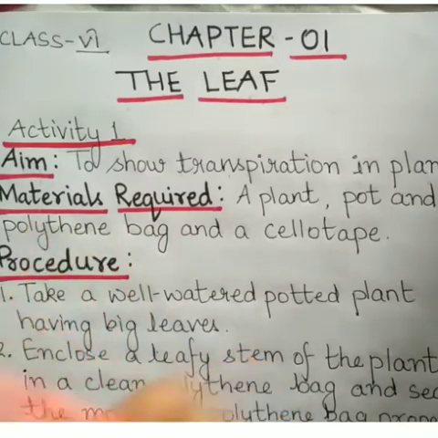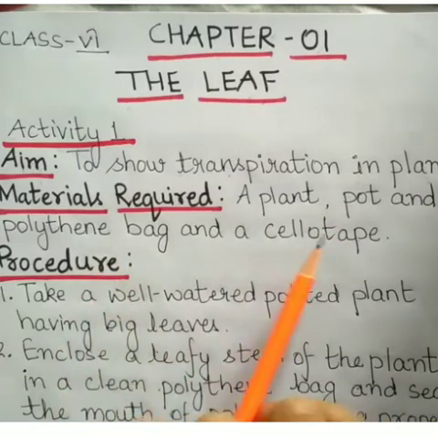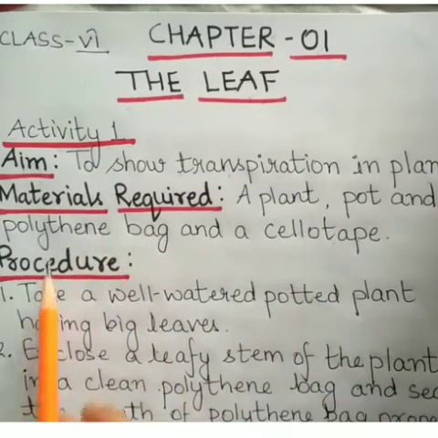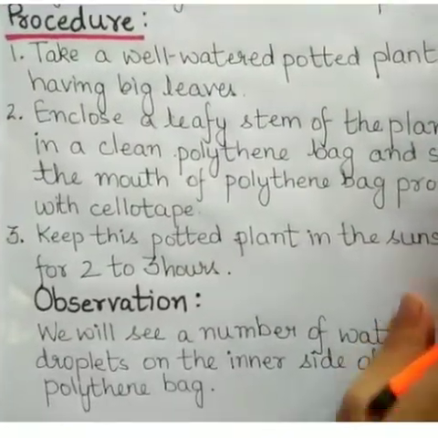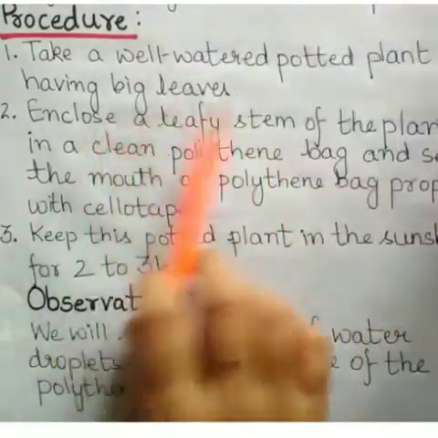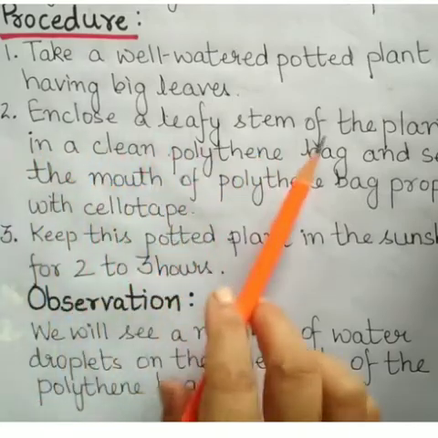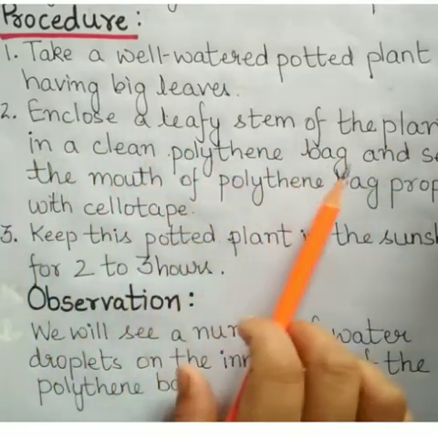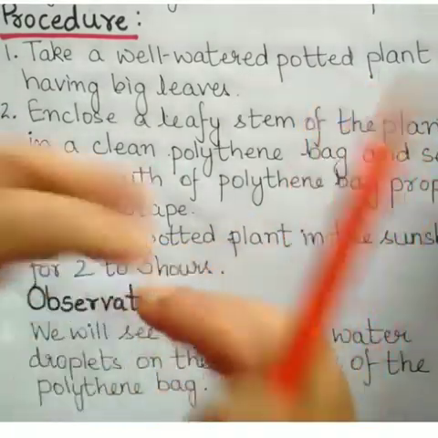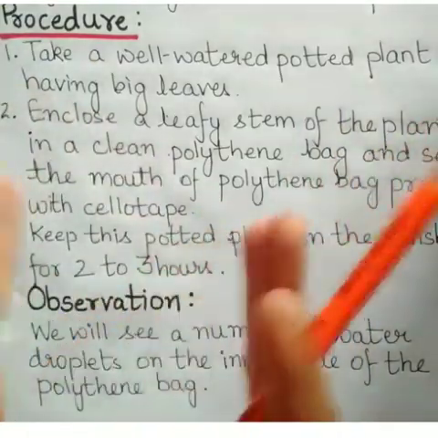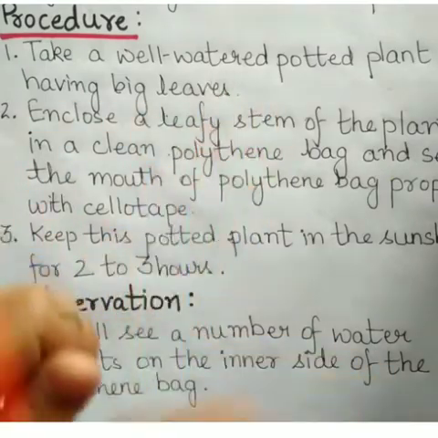What are the materials that are required for the activity? A plant, pot, polythene bag and a sellotape. Then procedure. This is how you'll be doing the activity. First you have to take a well-watered potted plant having big leaves, okay? Then second is enclose a leafy stem of the plant in a clean polythene bag. You have to wrap the leafy stem of the plant with a clean polythene bag. Clean means it should be transparent. And seal the mouth of polythene bag properly with a sellotape.